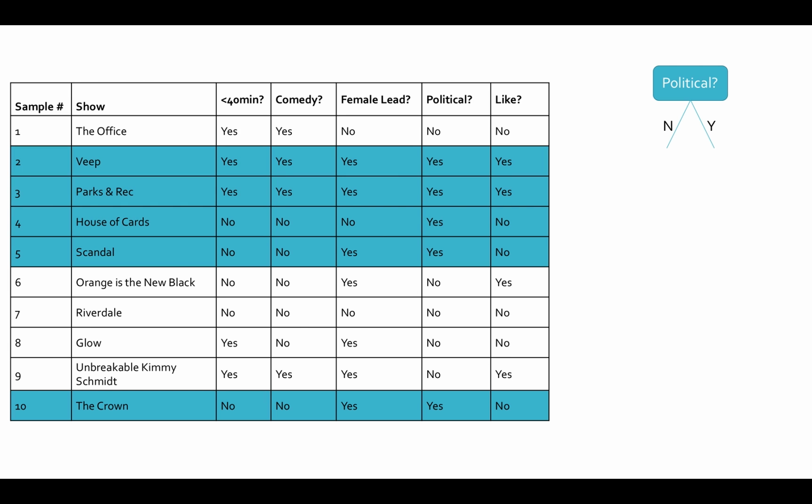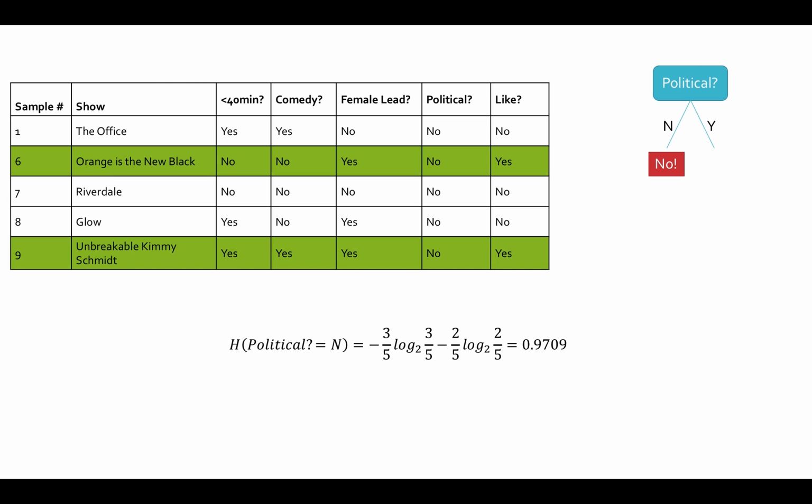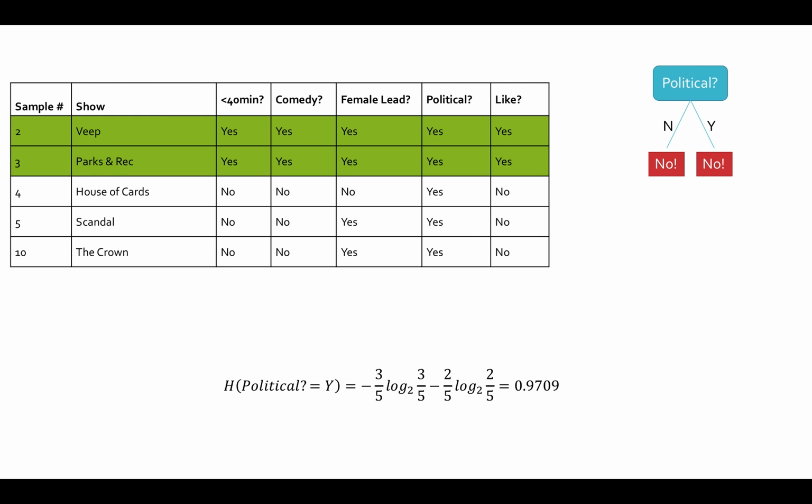Our final feature, political, has 5 samples with a value of yes and 5 samples with a value of no. If we look at the no samples first, we see that there's 3 no's and 2 yeses. This gives us an entropy value of 0.97. If we look at the yes samples, we see that there's 2 yeses, 2 that we like, and 3 that we don't like. This gives us an entropy value of 0.97, and we end up saying no on both sides.